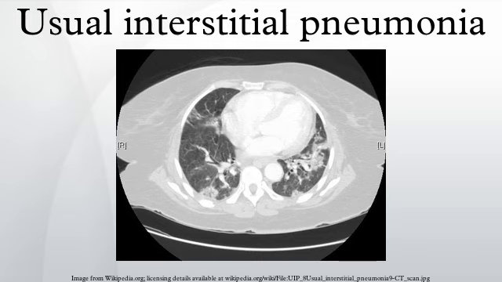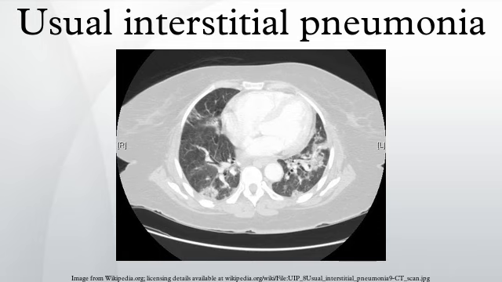Usual interstitial pneumonia is a form of lung disease characterized by progressive scarring of both lungs. The scarring involves the supporting framework of the lung. UIP is thus classified as a form of interstitial lung disease. The term usual refers to the fact that UIP is the most common form of interstitial fibrosis. Pneumonia indicates lung abnormality, which includes fibrosis and inflammation.